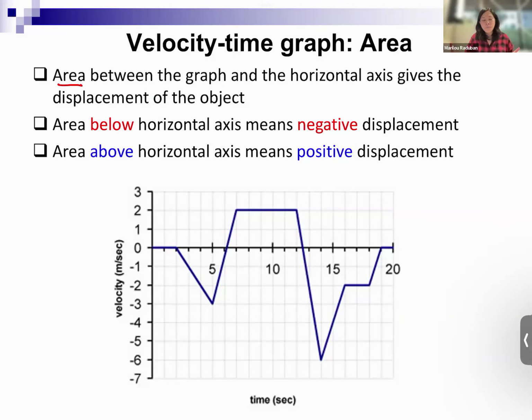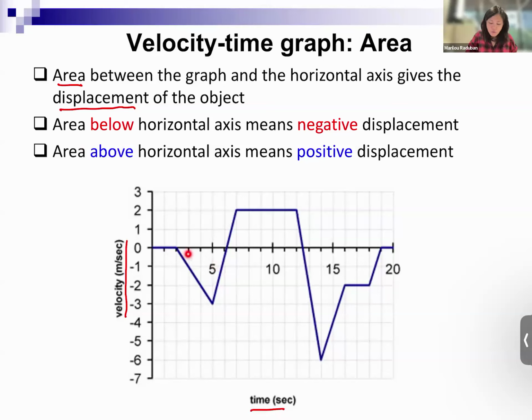Just like with slope, the quantity that the area gives us depends on what quantity is at the y-axis. So for this particular motion graph, where the y-axis is given as velocity, and of course the x-axis is time, the area between the graph and the horizontal axis will give us the displacement of the object. Okay. Just some concepts here.